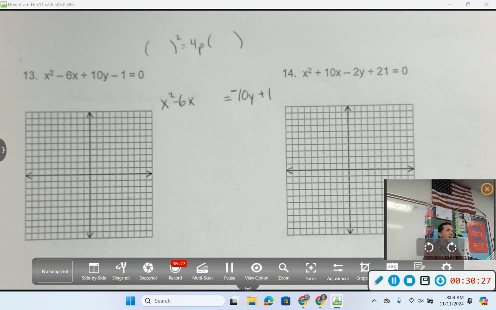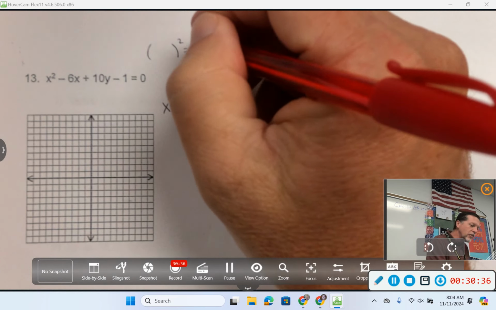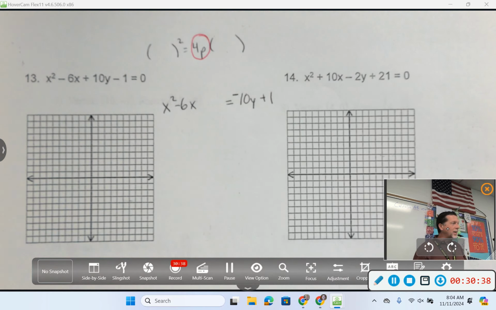Are we going to complete the square? Yes, sir. We love complete the square. Wait, what happened with 4p? The 4p shows up at the very end. Whatever is in front, that'll be what 4p is. So I don't know that yet.